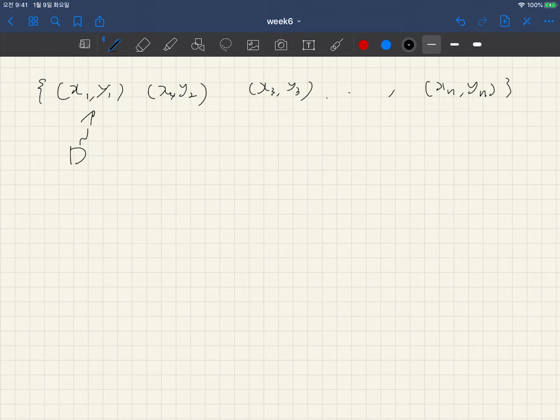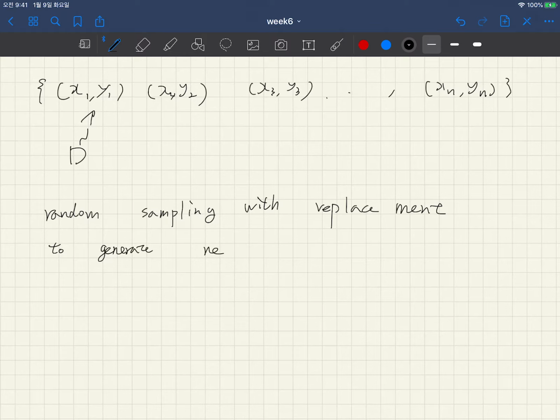Bootstrap is this: suppose we have a model fit to a set of training data, and we have the data for training the model. The basic idea is to randomly draw a data set with replacement. So, random sampling with replacement. This is the Bootstrap policy to generate a new data set.